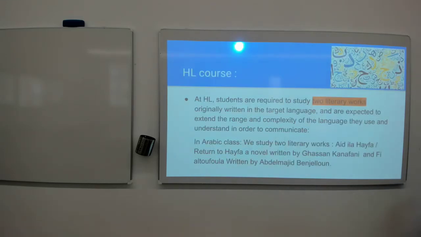I'm going to give you an idea about the HL course, because it's different from the SL one. The HL students are required to study two literary works originally written in the target language, and are expected to extend the range and complexity of language. In Arabic class, we study two literary works. In year one, we'll study the first book, A'id ila Haifa, and then in year two, we'll study Fi al-Tufula, written by Abd al-Majid bin Jaloun, which is a novel.